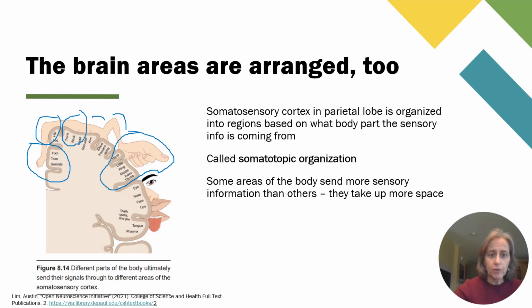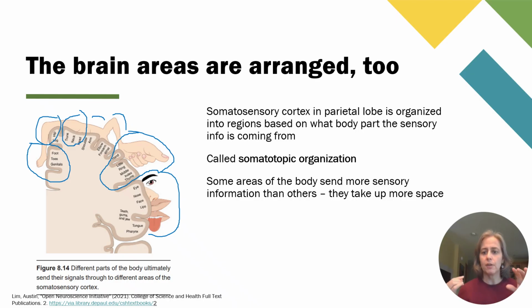So we need a lot of brain area to process that. So you can see also that the face gets a huge chunk of the parietal cortex as well. So our hands and our faces, especially our lips and our mouth, get a lot of representation because they're getting a lot of axons that are coming into them. They've got a lot of information coming in.